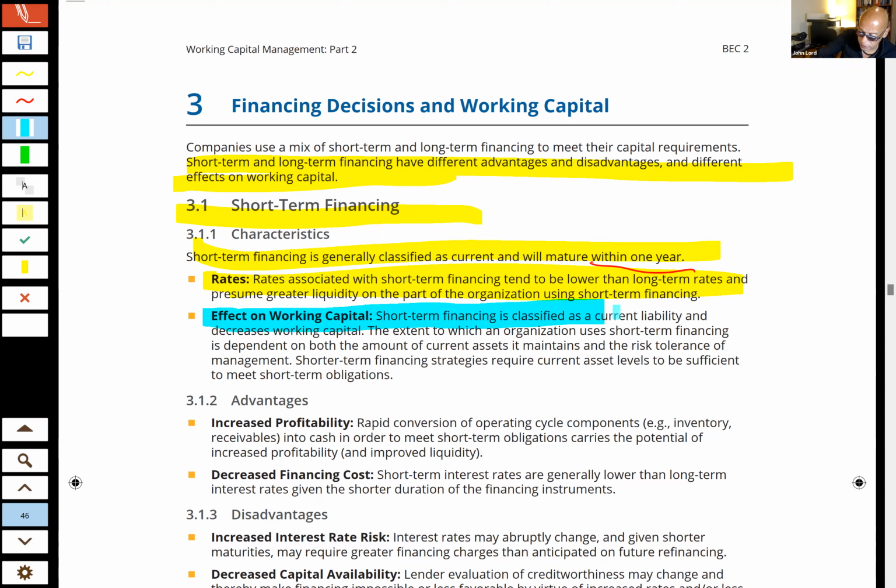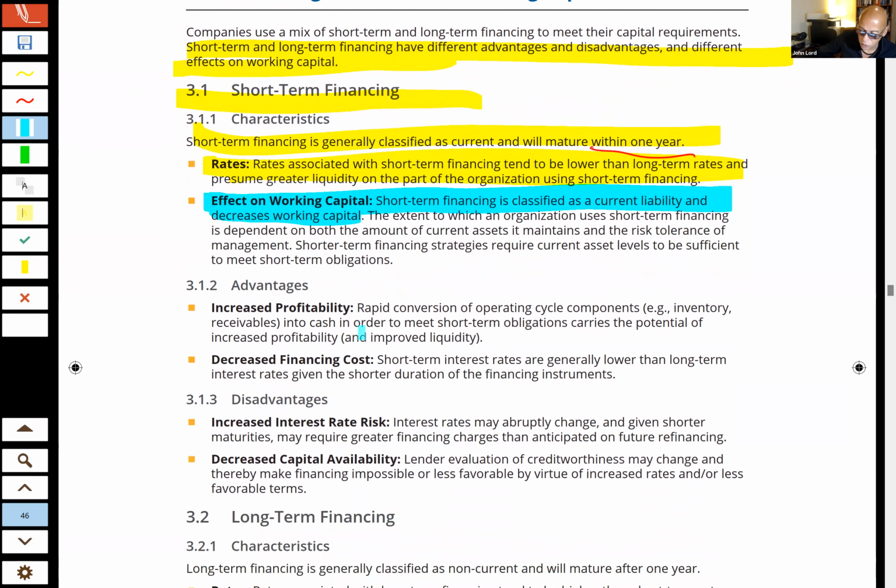The effect on working capital is it will decrease my working capital because I will get a current liability. And so that's going to be a short-term.